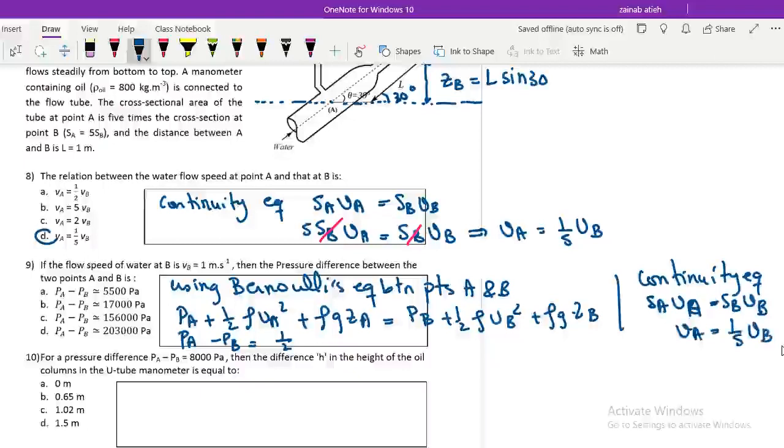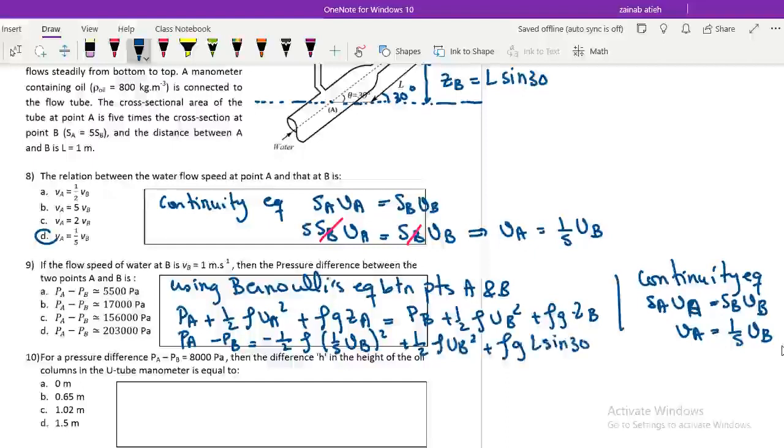From the previous equation, I will try to insert it here. So I will substitute for VA. I will get minus half rho 1 over 5 VB squared. I've got half rho VB squared, and I still have plus rho g ZB, ZB is L sine 30.